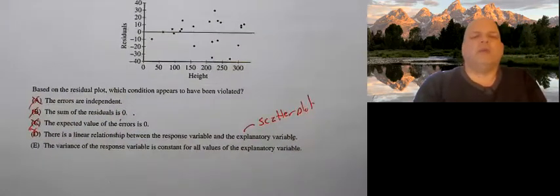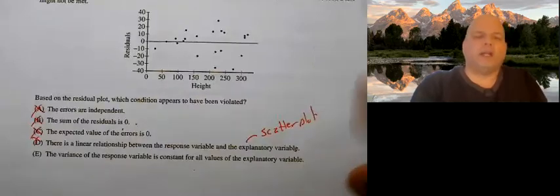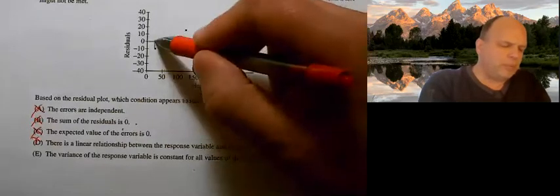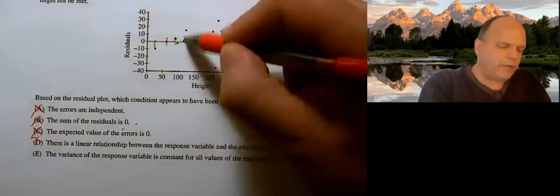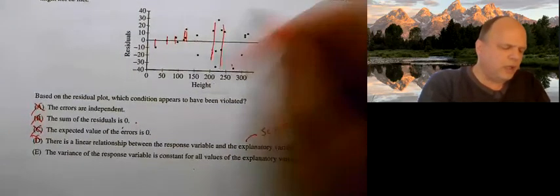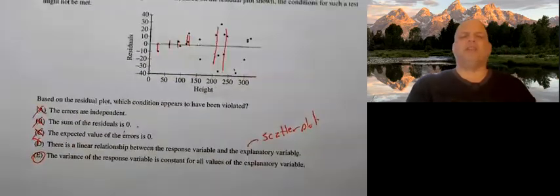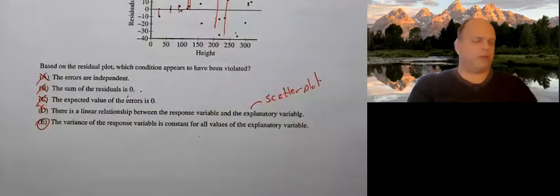The variance of the response variable is constant for all values of the explanatory variable. And the variance would be the spread of the data. Well, here I'm pretty close, so I have a fairly small variance, and it gradually starts to get bigger. So the variance does not appear constant. And because the variance does not appear constant, it appears we're violating this condition.